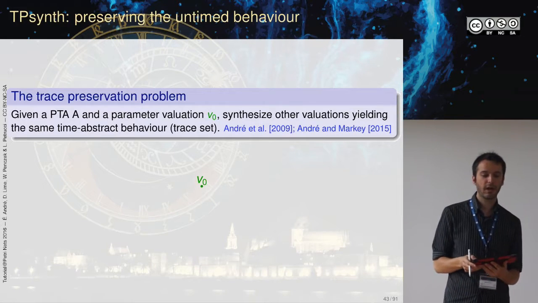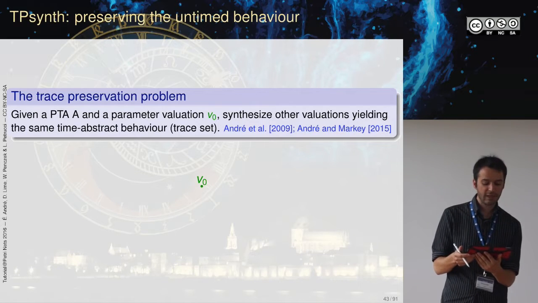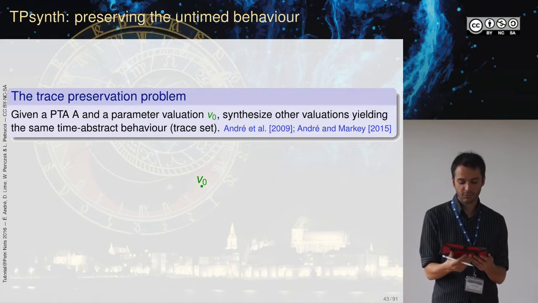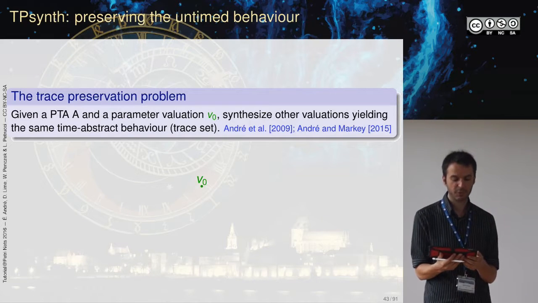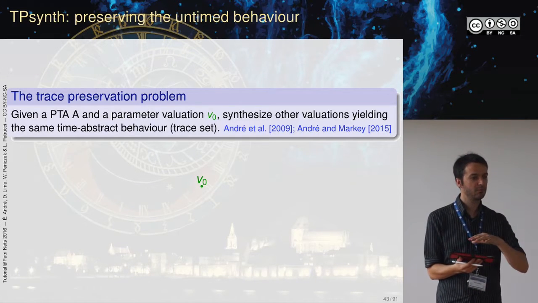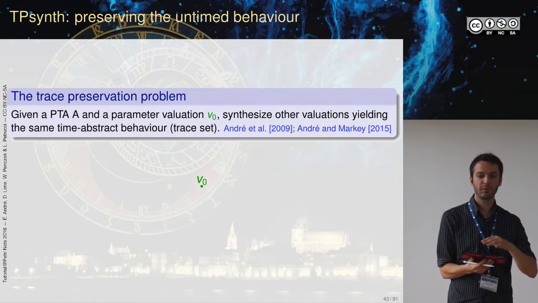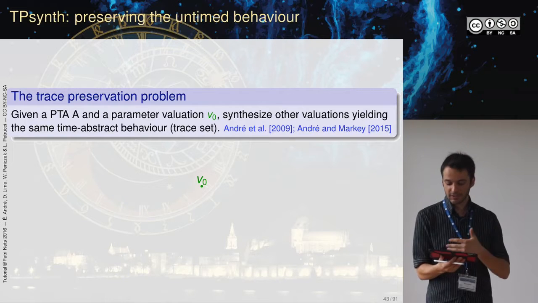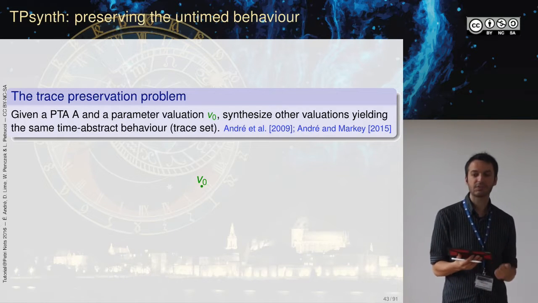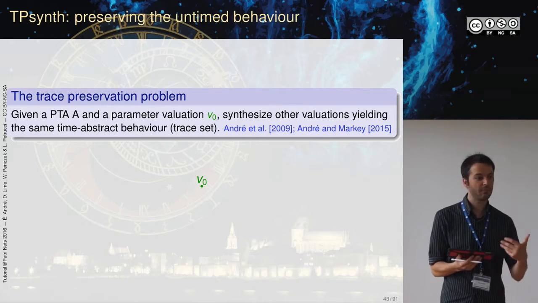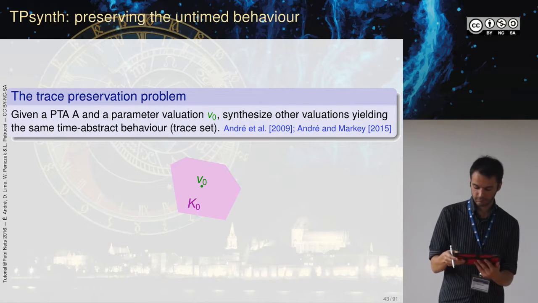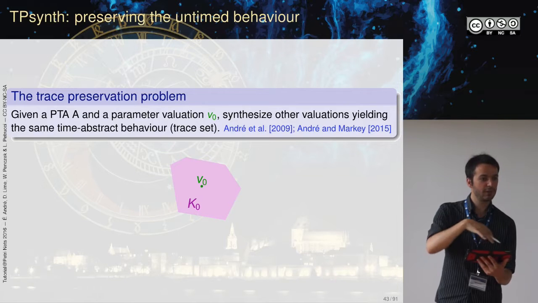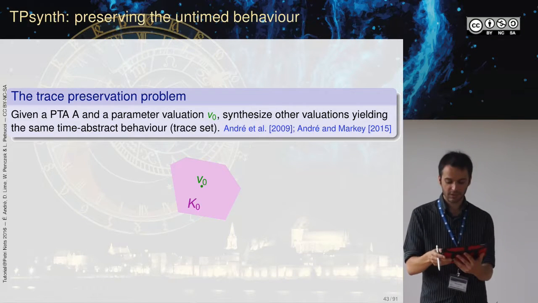Let us see now another algorithm. This other algorithm is a trace preservation synthesis. So the problem we want to address is the following one. We have a real-time system modeled with a parametric timed automaton. We know one valuation of the parameters, and we would like to find other valuations yielding the same untimed behavior, the same time-abstract behavior. So we have one valuation, and we find a constraint usually around that valuation with the same behavior.